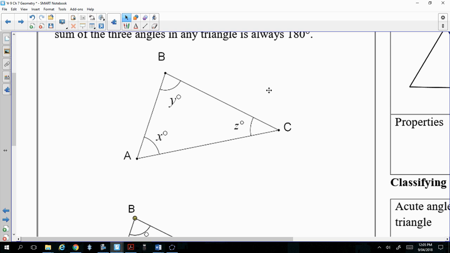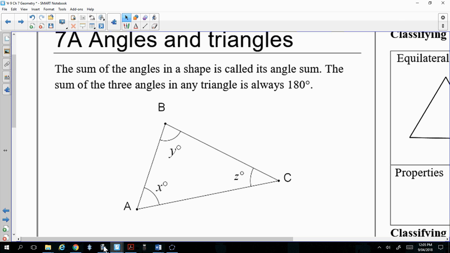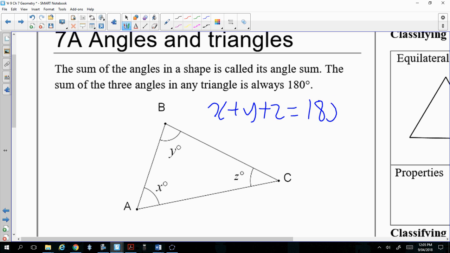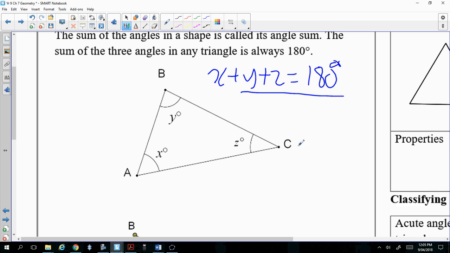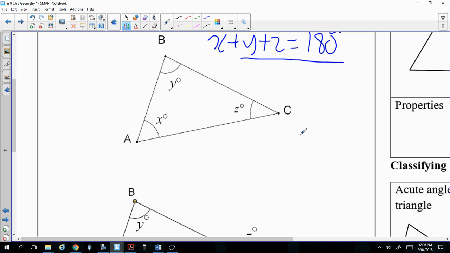Okay, so the first rule is for all the angles in a triangle, they add up to 180. So let's write x plus y plus z equal to 180 degrees. This is a well-known rule that you learned since year 7 or maybe year 8. Degrees. No Celsius, just degrees.